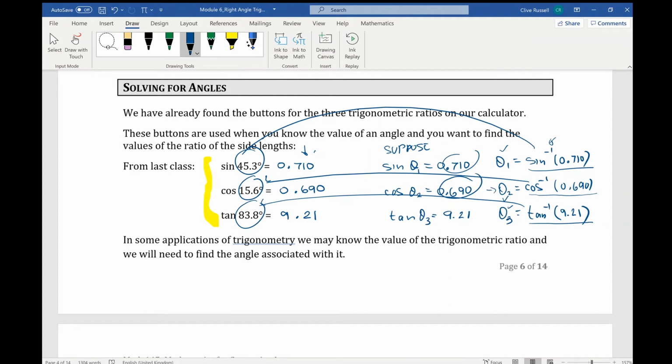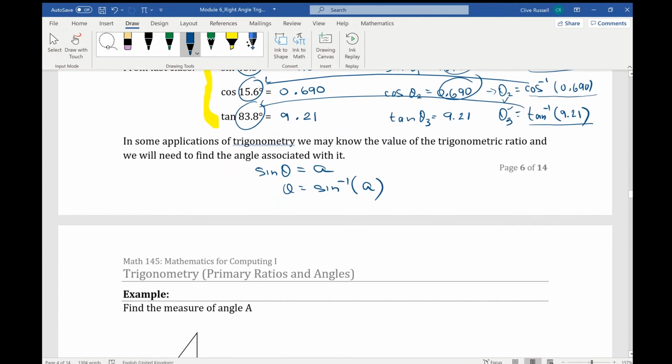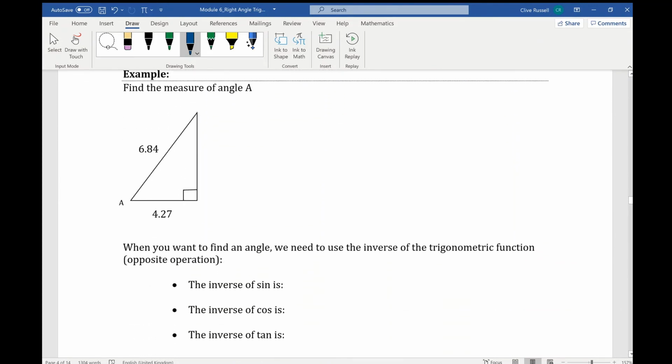So let's do a quick recap. If you know that sine theta is equal to some value a, then you could say that theta is the sine -1 of a, and the same thing goes for cosine and tangent, and it's called the inverse sine, inverse cosine, inverse tangent, or the inverse trig ratio. So now let's just do an example.